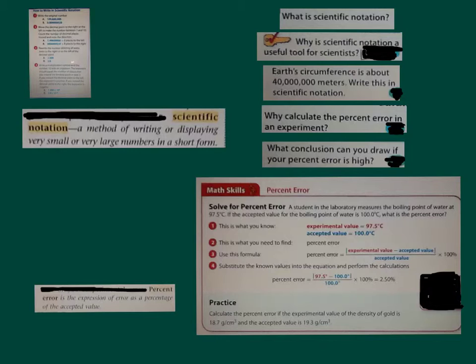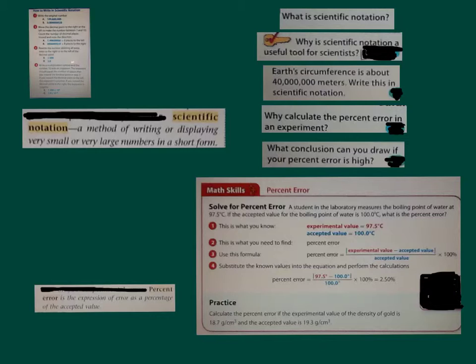The last one I want you to write down for right now would be this one. Earth's circumference is about 40 million meters. Write this in scientific notation. Go back after you write this question and use that chart and go through each one of the steps to get your scientific notation written down.